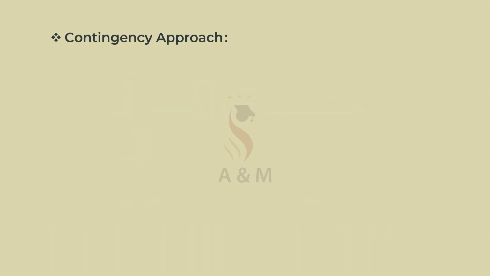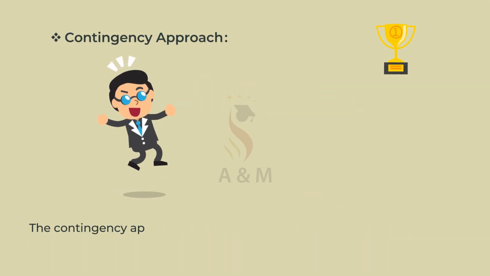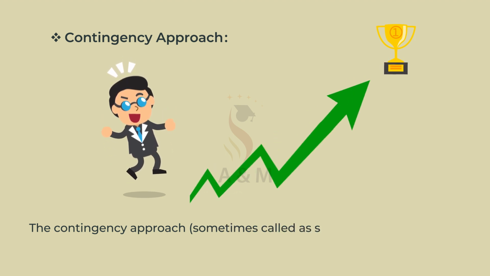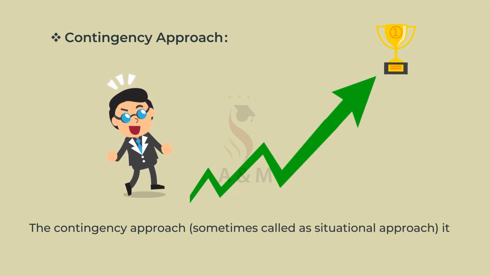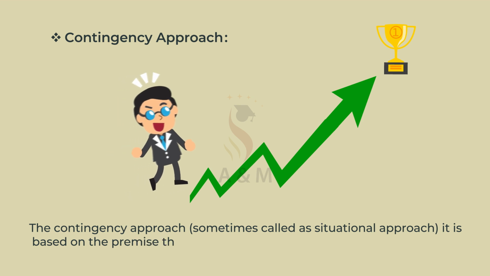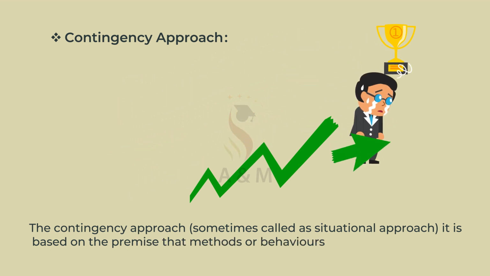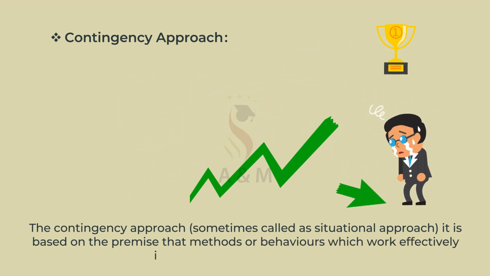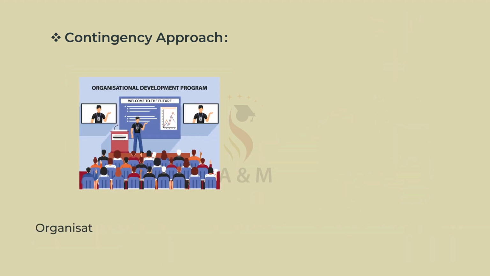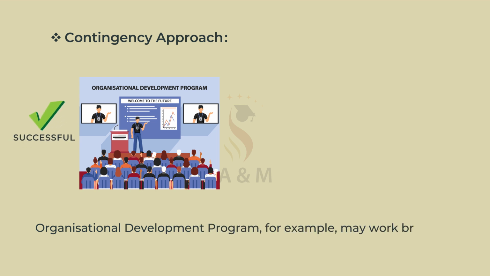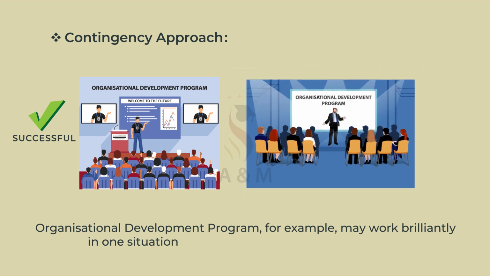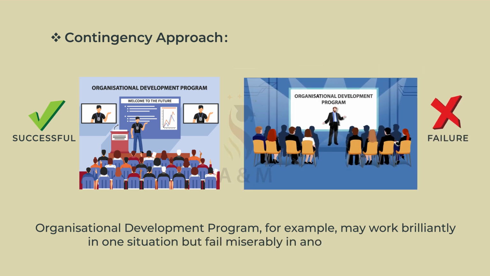Contingency approach. The contingency approach, sometimes called the situational approach, is based on the premise that methods or behaviors which work effectively in one situation fail in another. An organizational development program, for example, may work brilliantly in one situation but fail miserably in another situation. Results differ because situations differ.